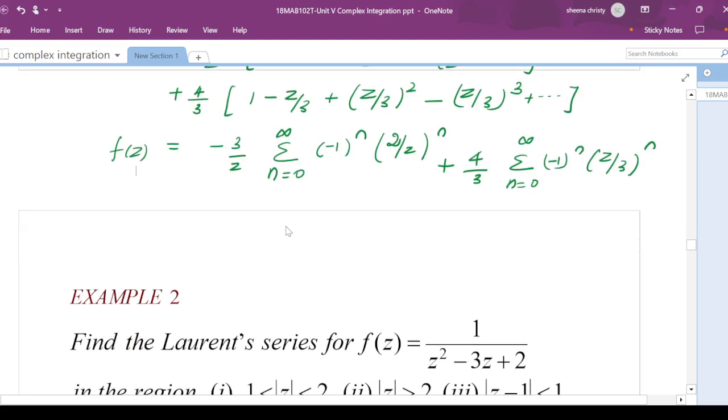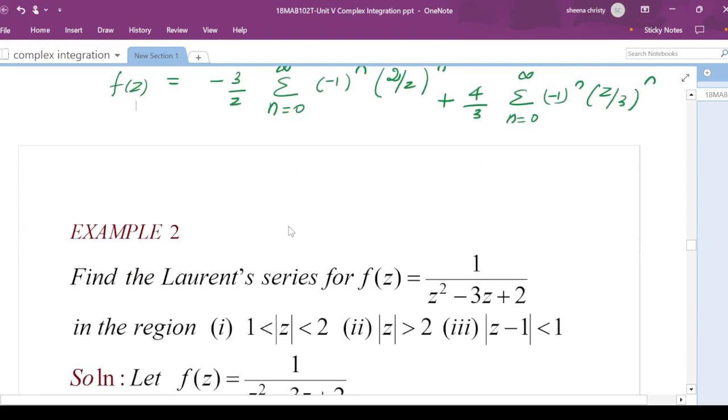Now we'll move on to the next problem. Find the Laurent series for f(z) = 1/(z² - 3z + 2) in the regions. First case, |z| lies between the annular region 1 and 2. Second case, |z| is greater than 2. Third case, |z - 1| is less than 1.